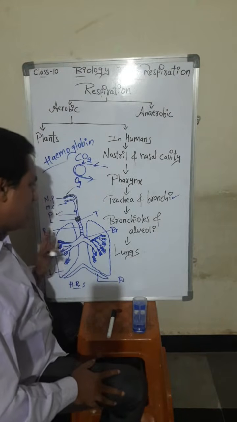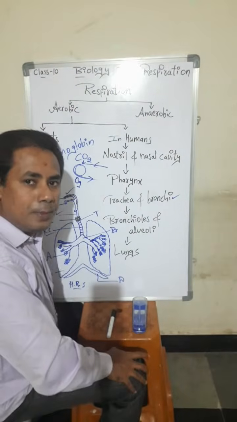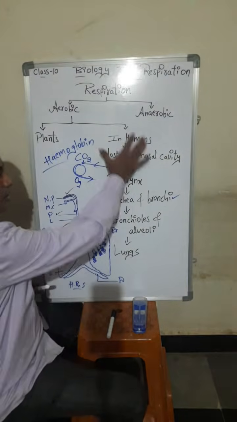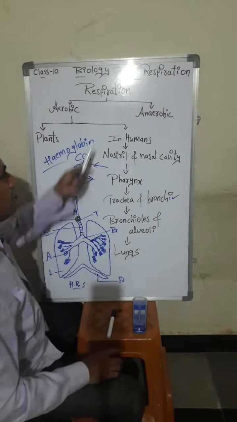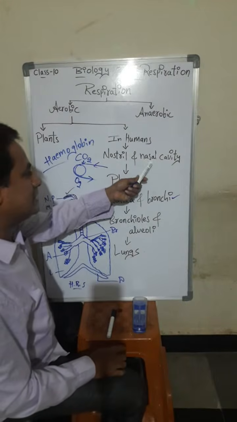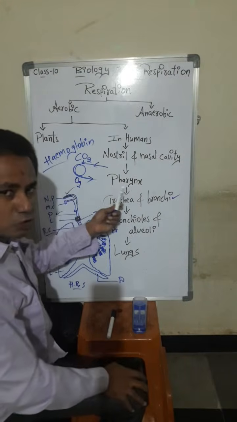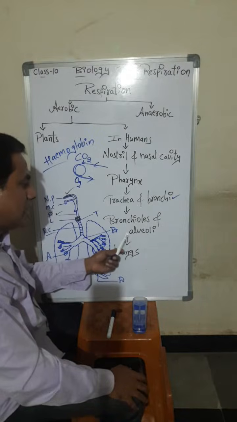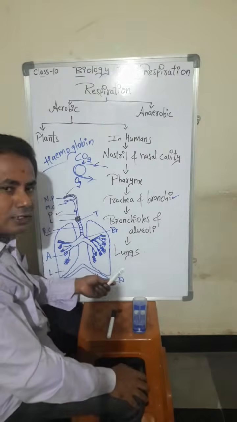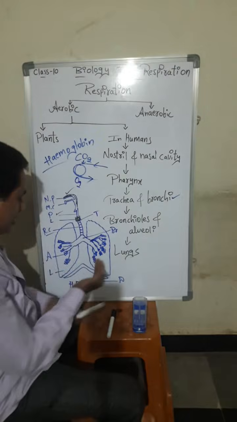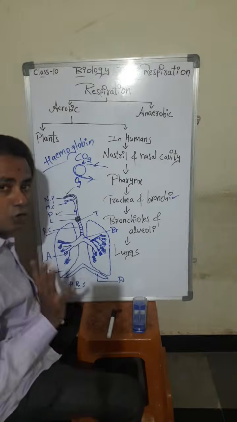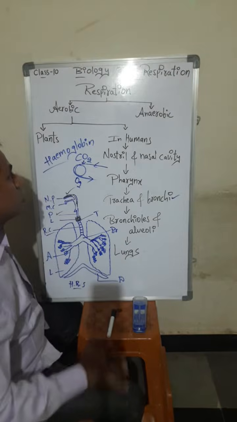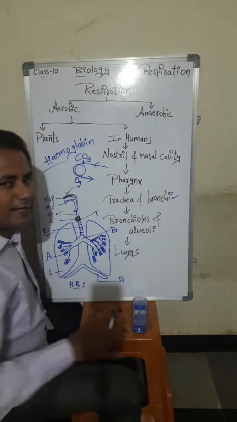So this is how it works in the human respiratory system. Already I have mentioned it here cleanly: nostrils, nasal cavity, then the air passes to the pharynx, trachea, bronchi, bronchioles, and alveoli, and again lungs. So, left lung, right lung. Students, today's topic you have understood regarding respiration.